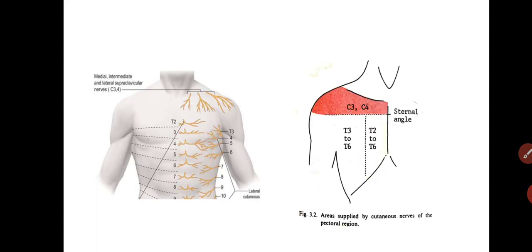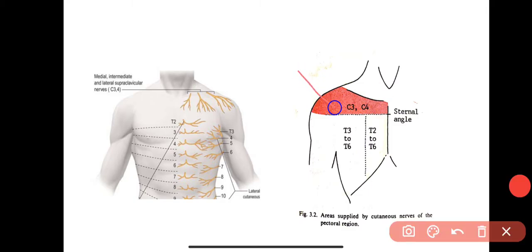This is the diagram showing the area supplied by these nerves. C3 and C4 supply this part of the pectoral region. The anterior cutaneous branch from T2 to T6 supplies this area, and the lateral cutaneous branch of the intercostal nerves T3 to T6 supplies this much area.